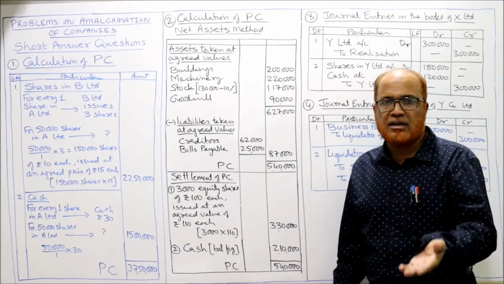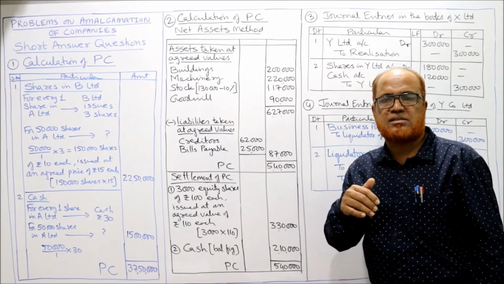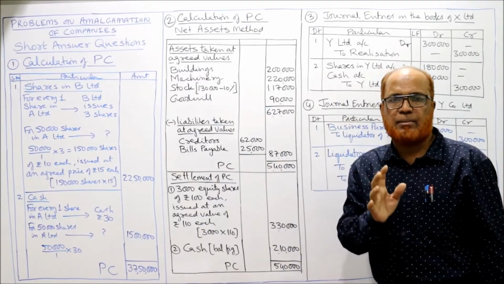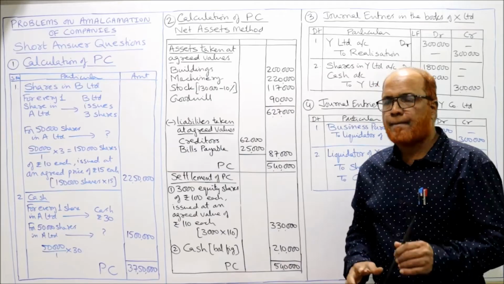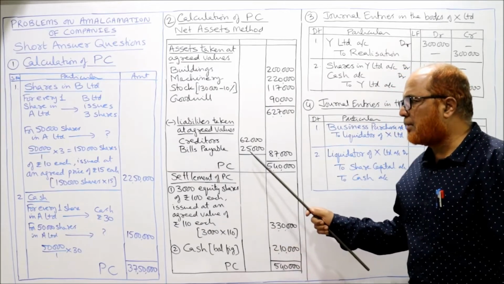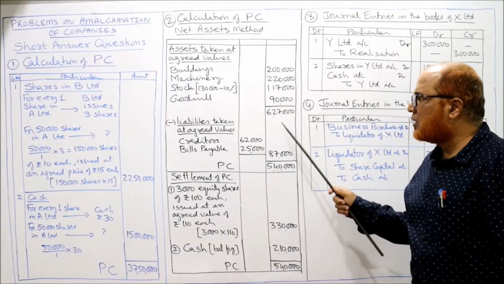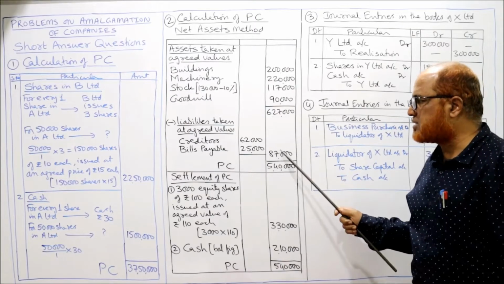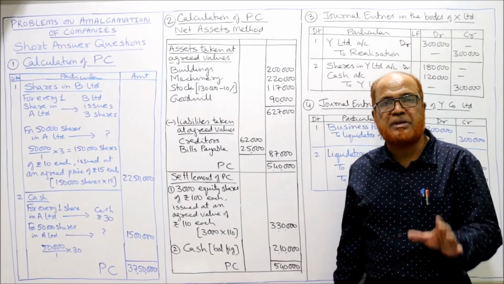Bills payable, it is taking over. Y Limited says we are taking over the business, means all the assets and liabilities are taken over, except one, the bank balance, which is not taken. Right? So bills payable, the balance sheet value 25,000. Total liabilities 87,000. So 6,27,000 minus 87,000, 5,40,000 is the purchase consideration, PC.